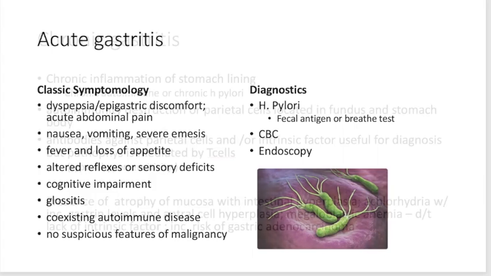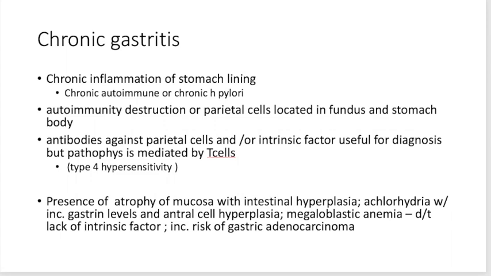So chronic gastritis is chronic inflammation of the stomach lining, and this can be autoimmune or chronic H. pylori infection. The autoimmunity is related to autoimmune destruction of those parietal cells that line the fundus of the stomach. Then we have antibodies against those parietal cells or intrinsic factor, and it's mediated by a T cell infiltration, and we have a type 4 hypersensitivity.